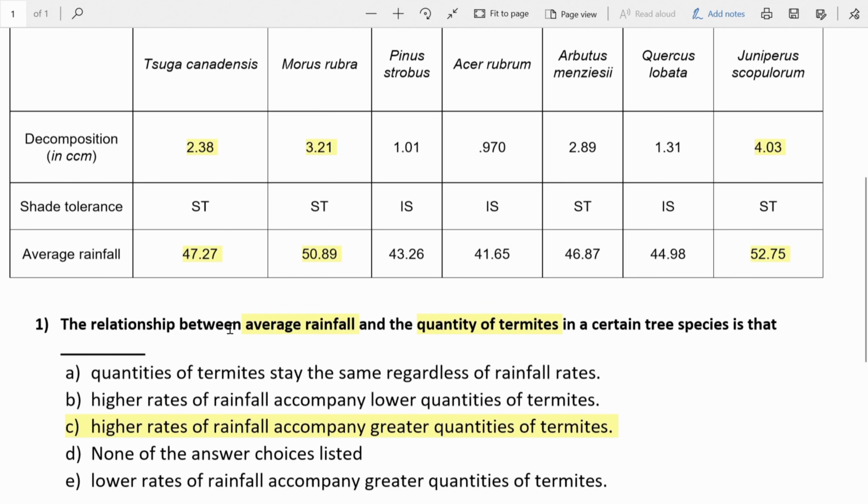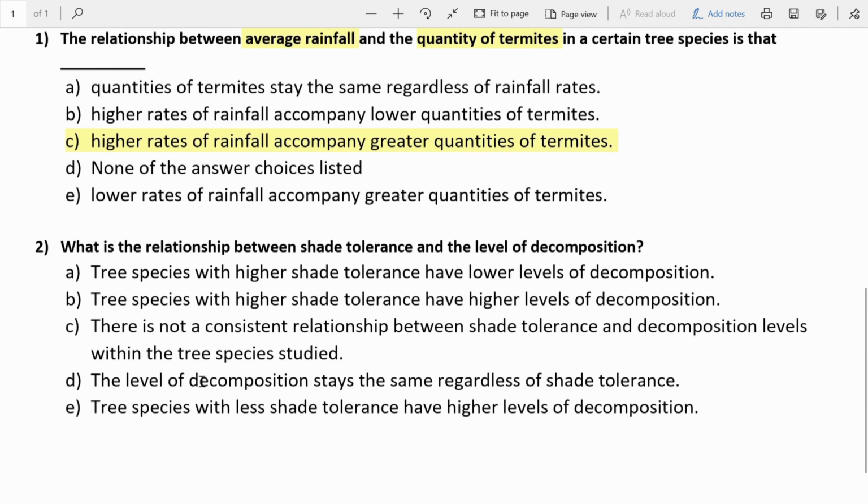Okay, so now let's jump into the second question. What is the relationship between shade tolerance and the level of decomposition? Here they are given the options again. Tree species with higher shade tolerance have lower levels of decomposition. Tree species with higher shade tolerance have higher levels of decomposition. There is not a consistent relationship between shade tolerance and decomposition levels within the tree species studied. The level of decomposition stays the same regardless of shade tolerance. Tree species with less shade tolerance have higher levels of decomposition. Okay, so this is kind of tricky.